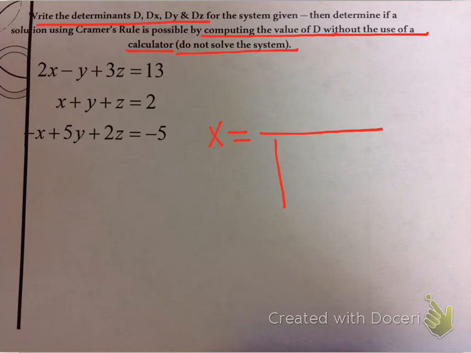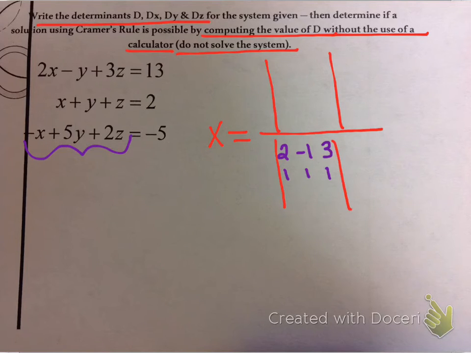Okay, I'm going to have a determinant on bottom and a determinant on top. The determinant on bottom will be all of my coefficients. So I will have a 2, a -1, and a 3. I will have a 1, 1, 1. And I will have a -1, 5, and 2. There's my coefficient determinant. Okay?